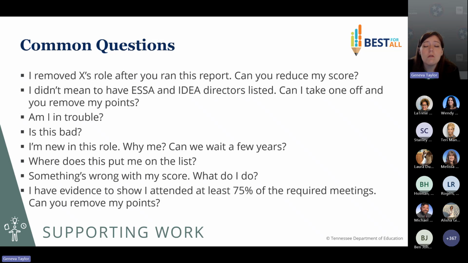Something's wrong with my score. What do I do? There will be an appeal process that you can use. So if you see, for example, that you received points for not attending the CTE meetings, but you do not have a CTE program, we are human, those of us that run this data, just like you are in your LEA. So we ask that you provide us some grace, provide us the reason for your appeal. We will check into that. And if data shows that you are correct, we will apologize, we will adjust your score. And if that adjusts your tier of monitoring, we will do that as well.